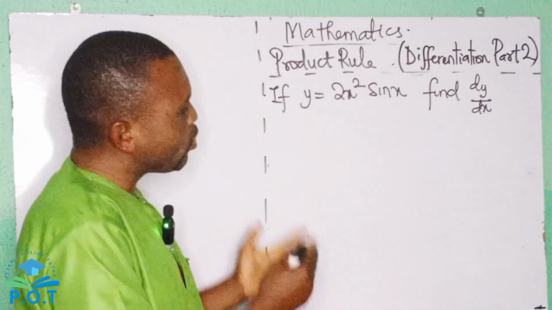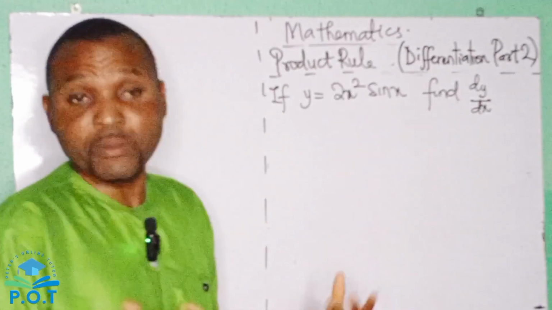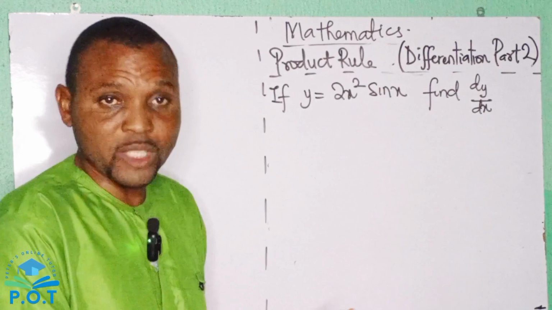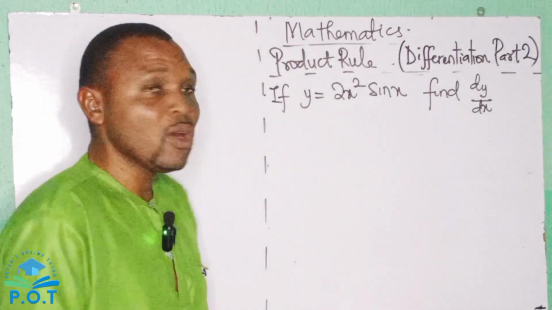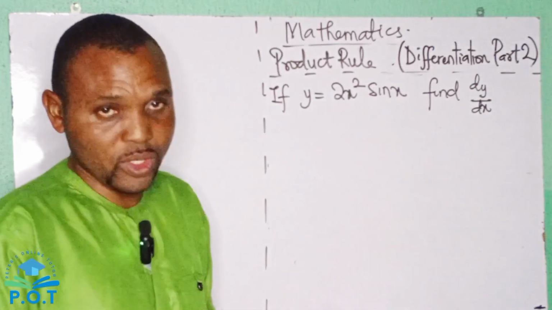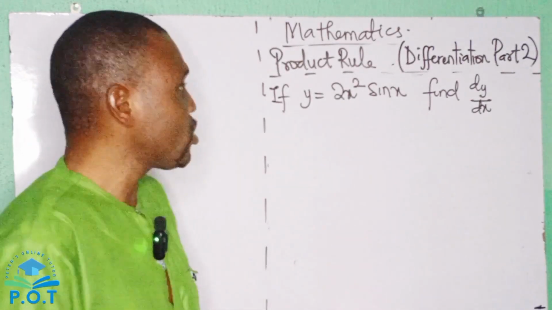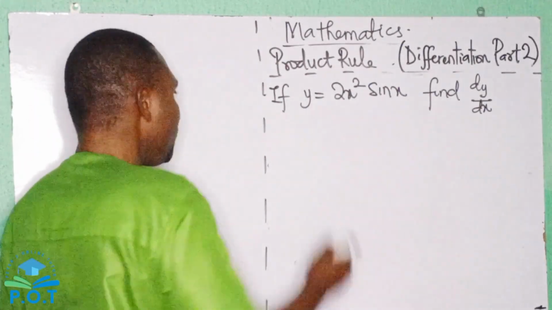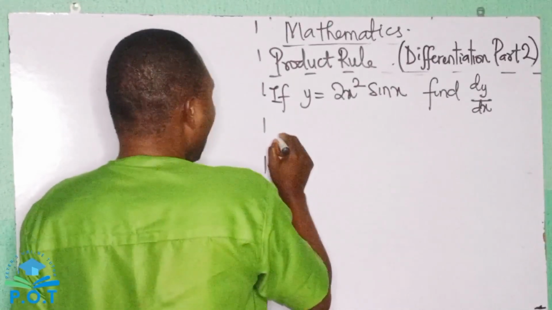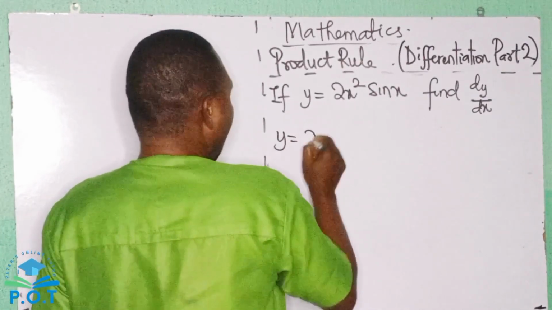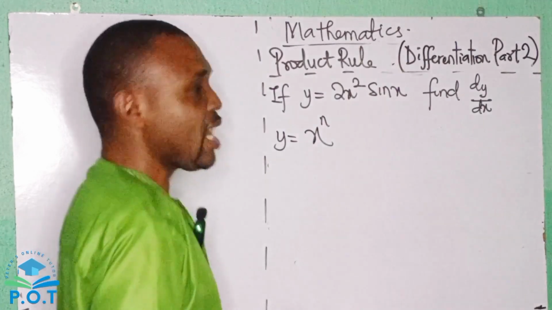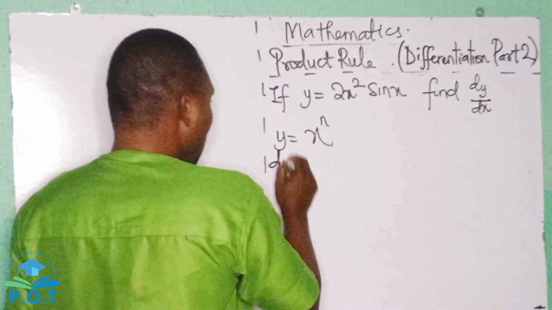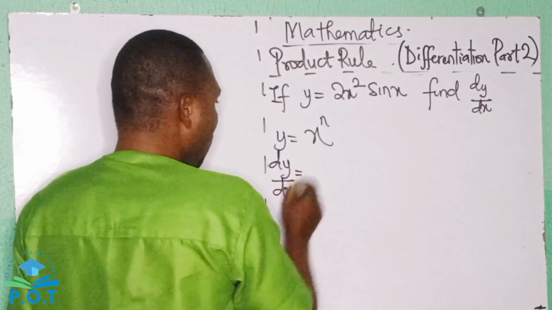Okay. Now before we continue, I want to remind us about the formula which I gave in differentiation part 1. I gave us a formula on how to differentiate any question relating to differentiation. So I want to quickly remind us about it. Now we said if y is equal to x raised to the power of n, and we're asked to find dy dx, so here becomes dy dx is equal to.